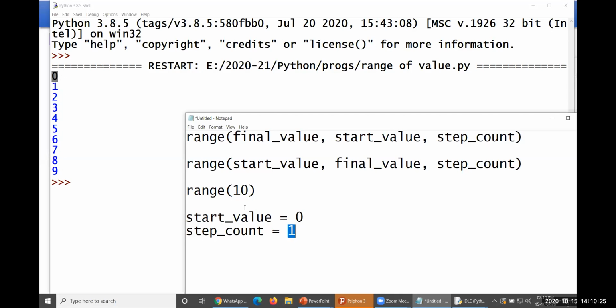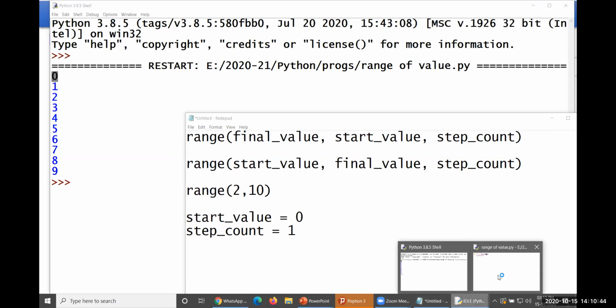Okay. And if you are supposed to specify something like this, let me say the start value I would like to change from 0 to, let me say, 2 to 10, and let me omit the so-called step count here. So let me execute this particular program for you for a while.